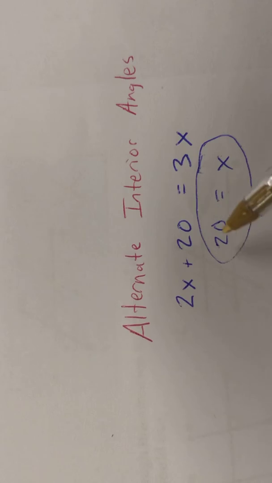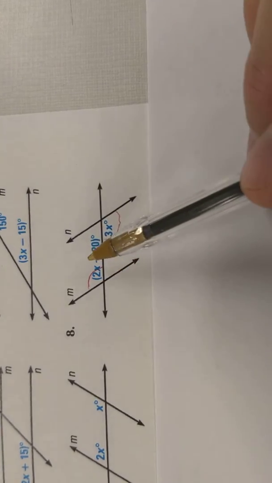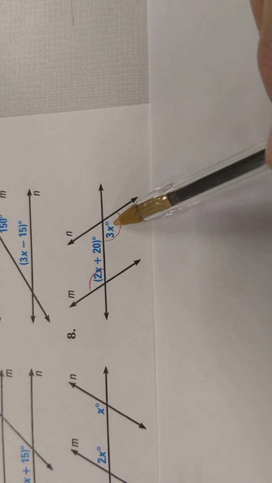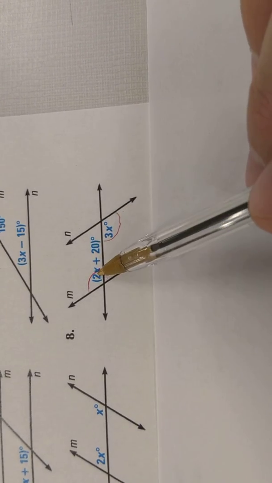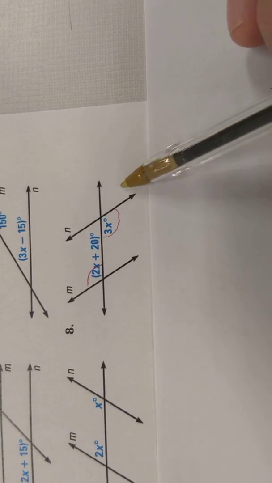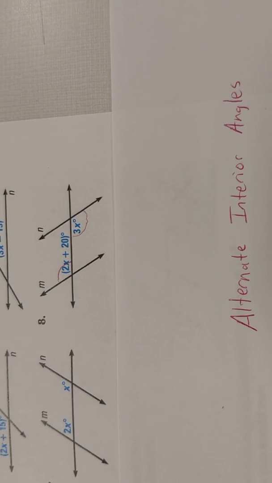And so again, what we're saying is if x is 20, and only if x is 20, and I plug that back in here, that would make these two angles congruent, and since the alternate angles then would be congruent, that would mean that line M and line N are definitely parallel based on that alternate interior angles converse theorem.